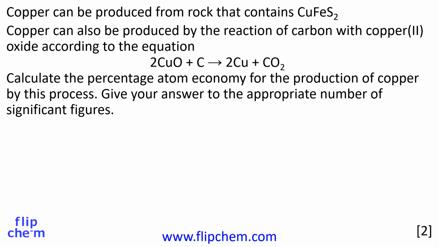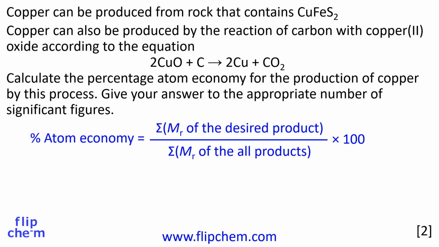Percentage atom economy is a measure of the proportion of useful products made during a chemical process. The greater the percentage atom economy, the more sustainable the process. Atom economy is one useful tool that scientists use when evaluating the environmental impact of an industrial process. As we saw in the first part of the question, finding a use for any byproducts will increase the atom economy. Percentage atom economy is given by the equation shown here.